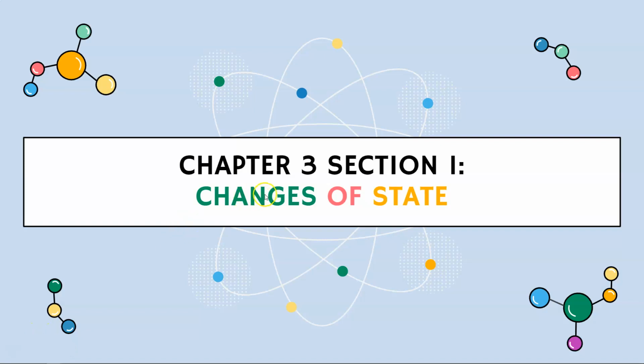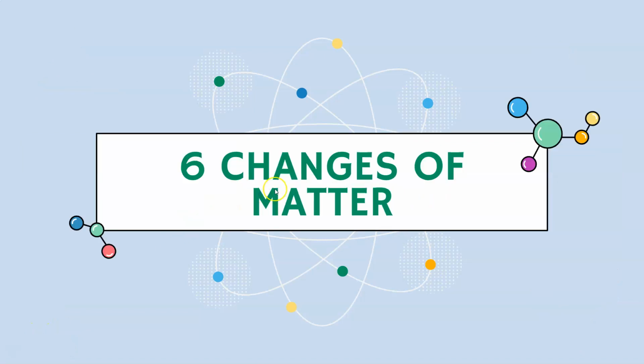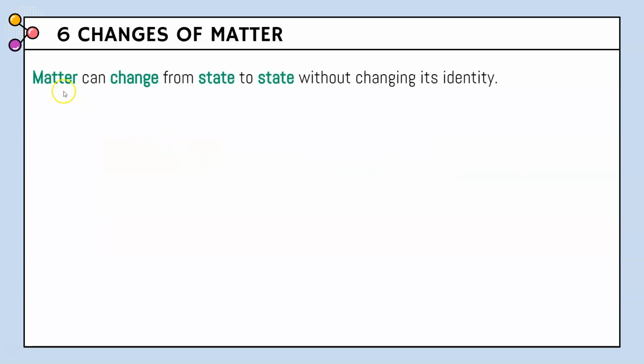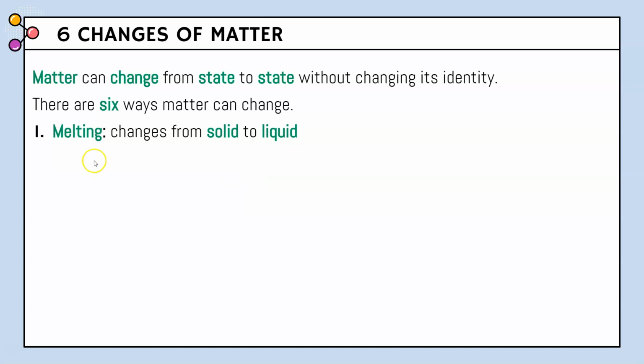Okay, let's talk about changes of state. So there are 6 changes of matter we're going to talk about. Before that, matter can change from state to state without changing its identity. And again, there are 6 ways matter can change. The first one is melting. Melting changes from a solid to a liquid, like ice melting into liquid water.